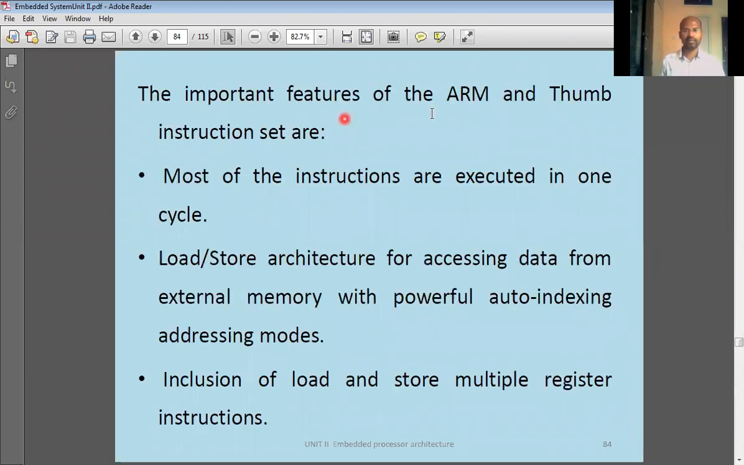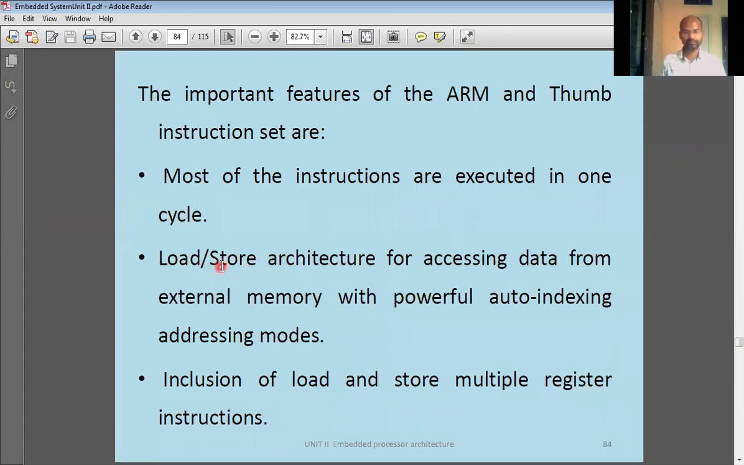Next, important features of ARM and thumb instructions. These are the nice features of ARM and thumb. Most of the instructions are executed in one cycle. Load store architecture for accessing data from external memory with powerful auto indexing addressing modes. The ARM instruction set is a RISC instruction set. 80% of the architecture is that of RISC.